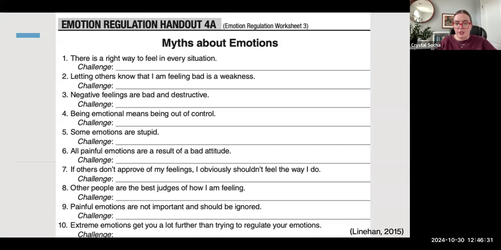Other people are the best judges of how I'm feeling. Painful emotions are not important and should be ignored. And extreme emotions get you a lot further than trying to regulate your emotions. Which ones have you heard most often? You can identify the number 1 through 10. I see 4.